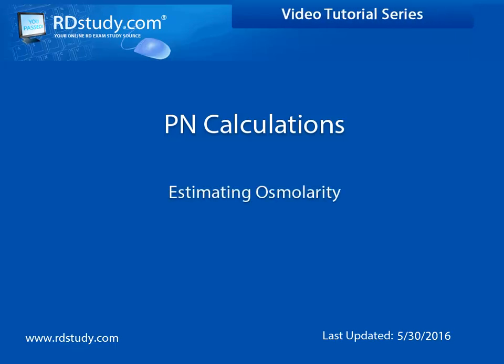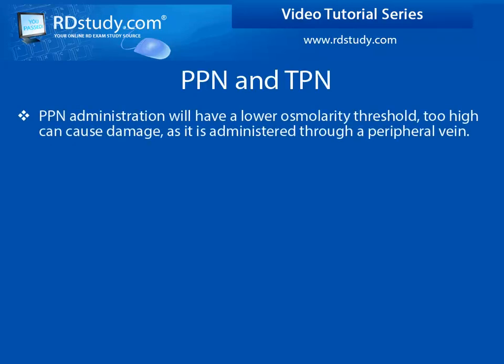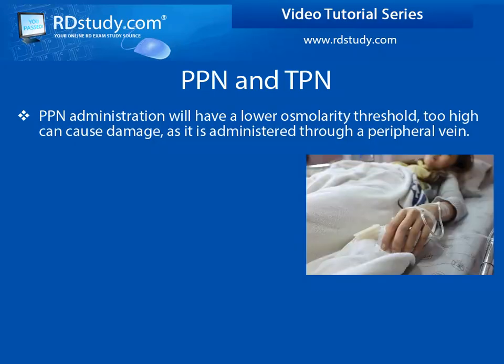Next, we will briefly discuss how to estimate the osmolarity of a PN solution. As you start doing your PN calculations, you will always want to keep in mind the osmolarity of the solution being administered. Remember, PPN, which is short for Peripheral Parenteral Nutrition, will need to be of a lower osmolarity than TPN or Total Parenteral Nutrition, as PPN is administered through a smaller vein, such as in the arm. An osmolarity too high can damage that vein.